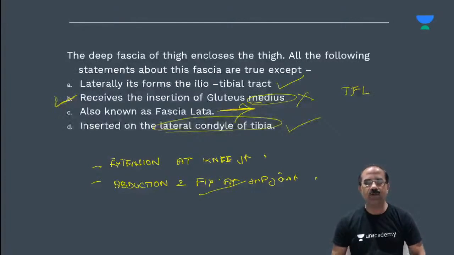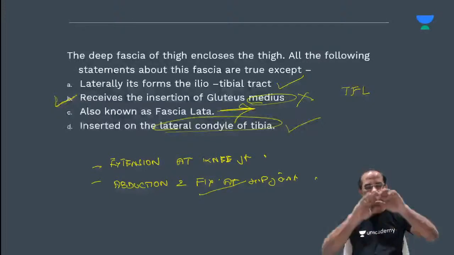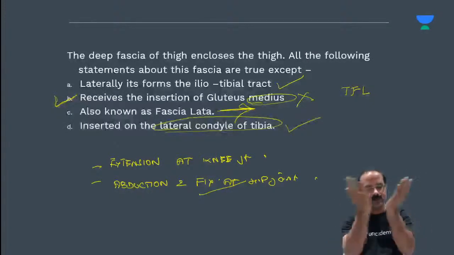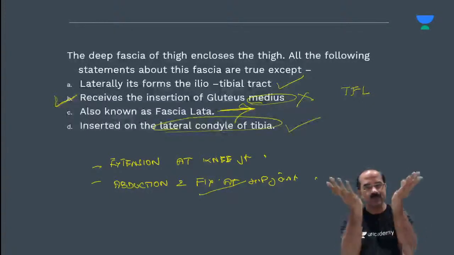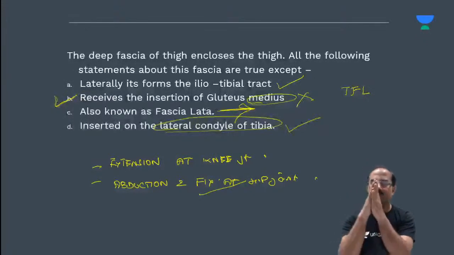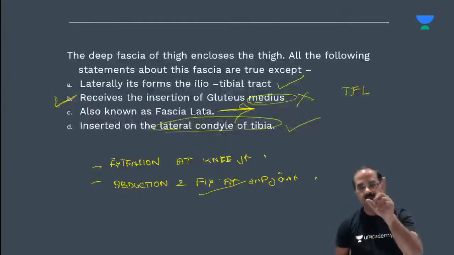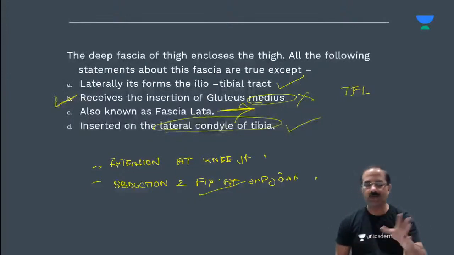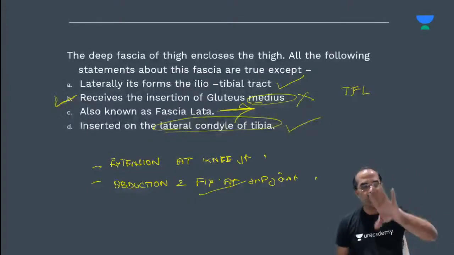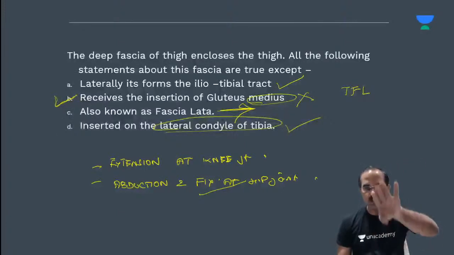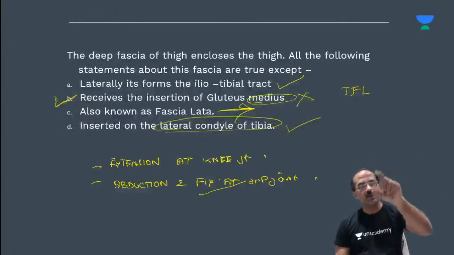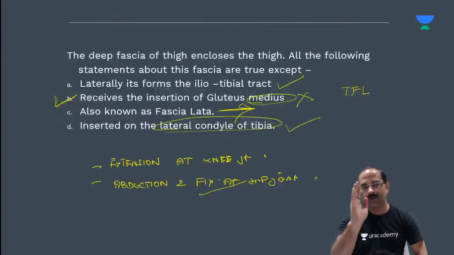Clear? So deep fascia, once again I'll repeat for you, the deep fascia of the thigh is known as the fascia lata. The deep fascia encloses the thigh, it surrounds the thigh. On the lateral side, this deep fascia splits, encloses the tract here. That's the iliotibial tract. This iliotibial tract receives the insertion of two muscles, the gluteus maximus and the tensor fascia lata. This iliotibial tract is inserted on the lateral condyle of tibia.